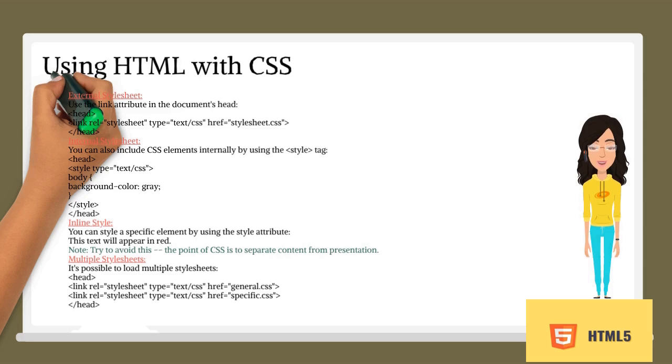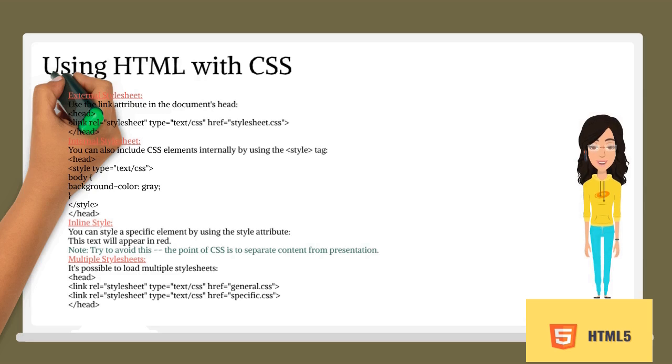Third is the inline style. You can style a specific element by using a style attribute, like span style color is red, which you can see on the screen. But note here, try to avoid this. The point of CSS is to separate content from presentation, so it's good if you avoid this style.